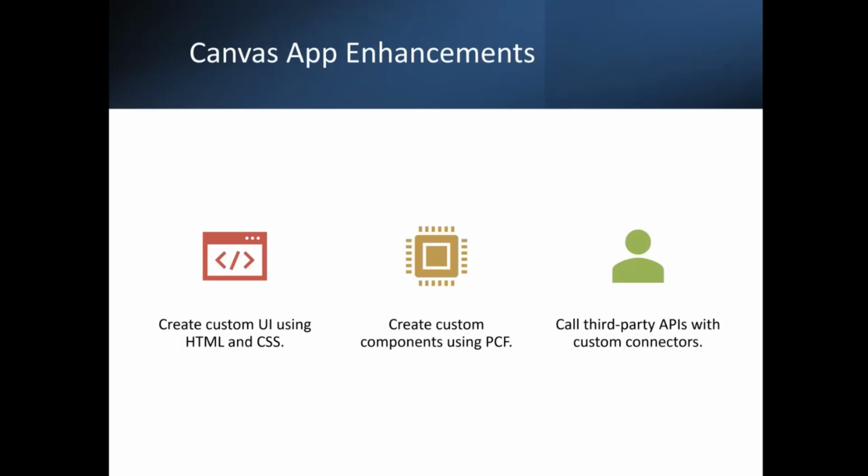So I'm going to talk a bit about the ways in which we can enhance our Power Platform solutions using pro-code. So let's start with Canvas apps. Canvas apps offer a couple of different ways where we can bring in some pro-code. So you can create custom UI using HTML and CSS.